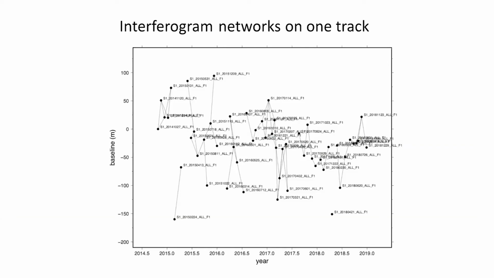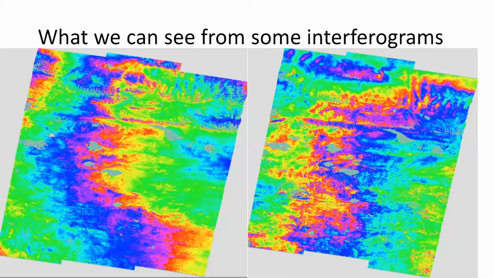So you selected all those by hand? Yeah, you select them. Basically the scripts are still running, so I only have this interferogram.